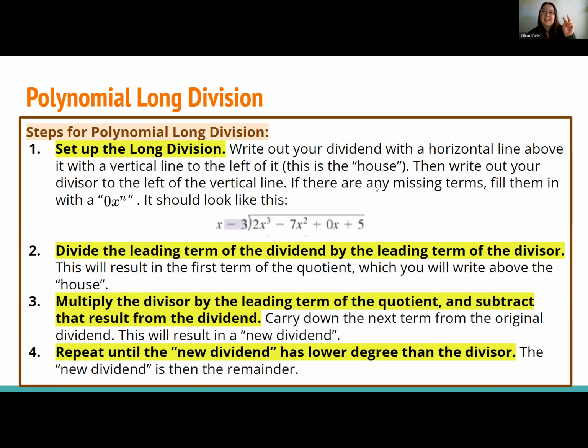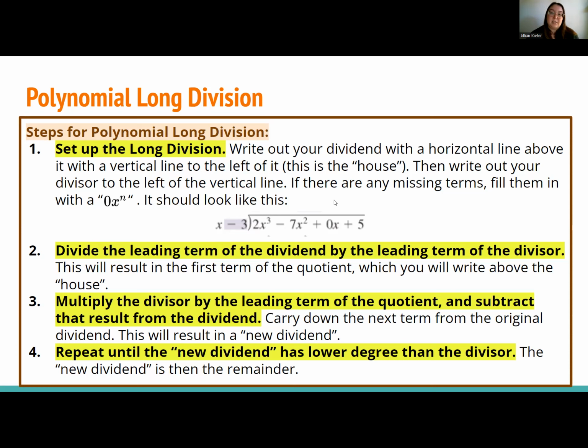This is what we're going to call the house. So if you ever hear us say the house, that's what we're talking about. Then we write out our divisor to the left of that small vertical line. So our divisor in this case would be x minus 3. So we wrote what is doing the dividing outside the house, and then what is being divided goes under the house.